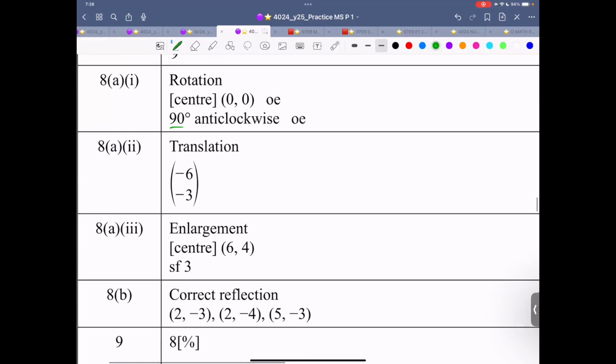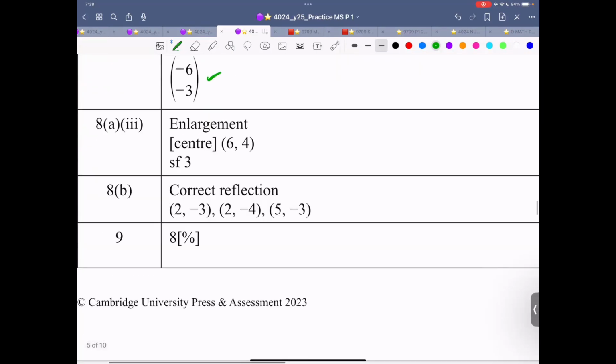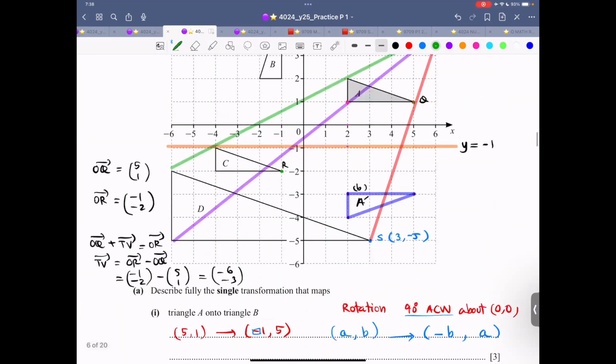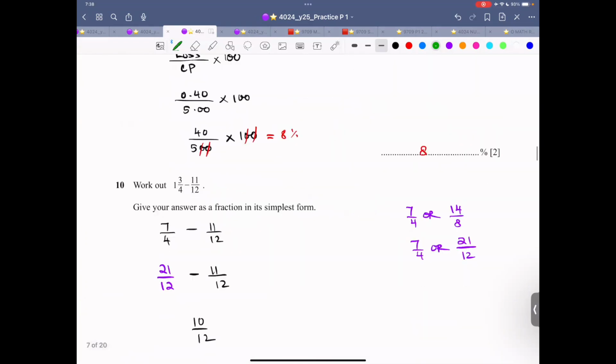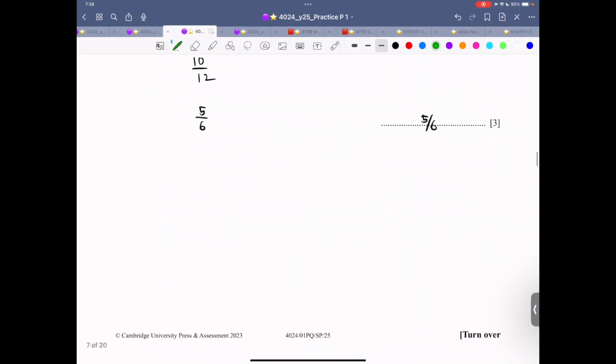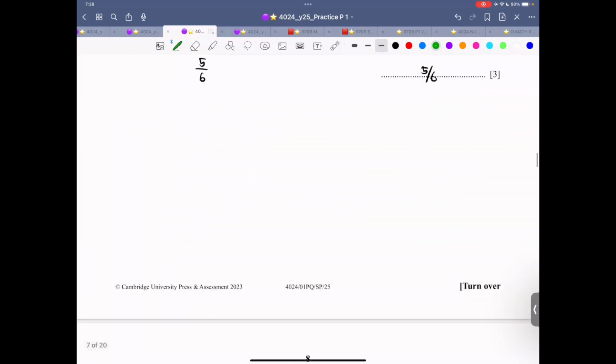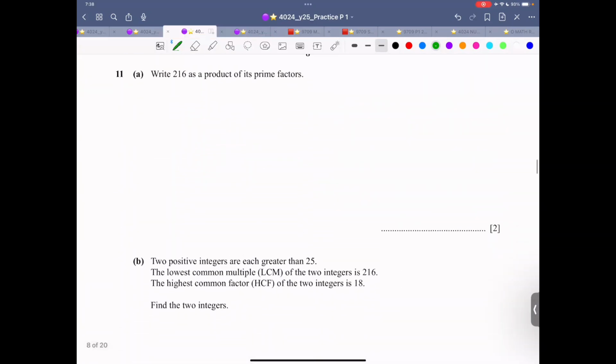Then its rotation 90-degree anti-clockwise. This translation is good. This is also good. Scale factor is good. This we have drawn. This is 8%. Which one is the 8%? That is the 8%. The percentage is already written, and this is 5/6. So I made one small mistake, and I feel bad about it. That is the one in which I miscopied the things.